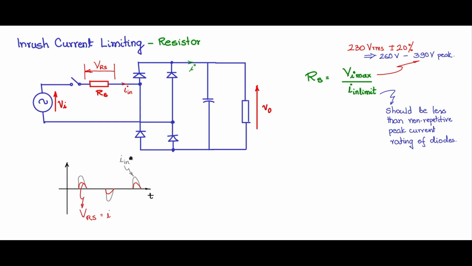Now this drop is coming across this, which means that the voltage across the load V0 will be lesser by that much amount. So you will see that the average voltage of the output is lower compared to the one without having put Rs.